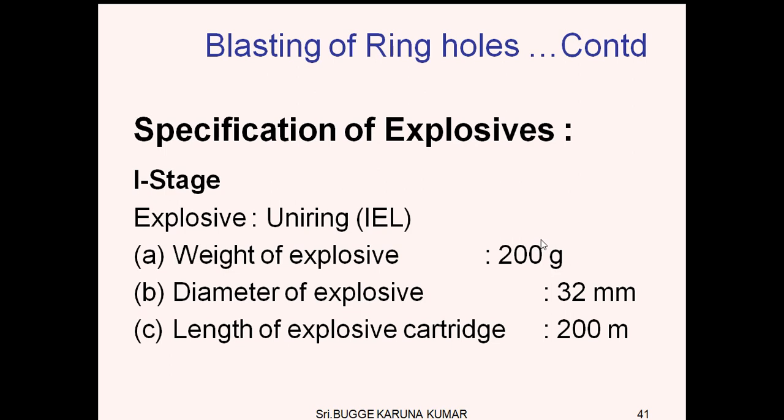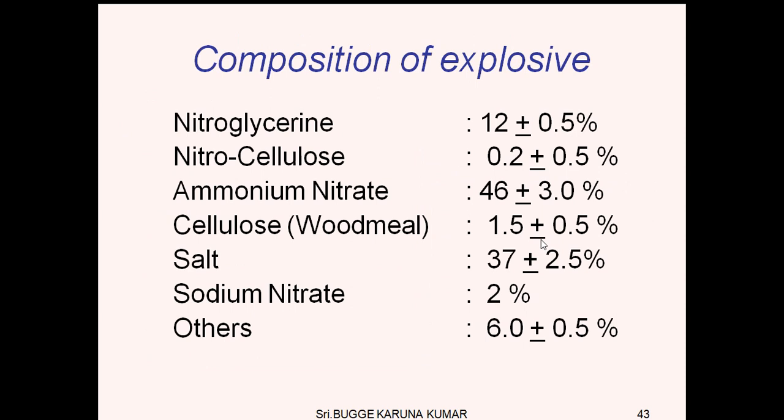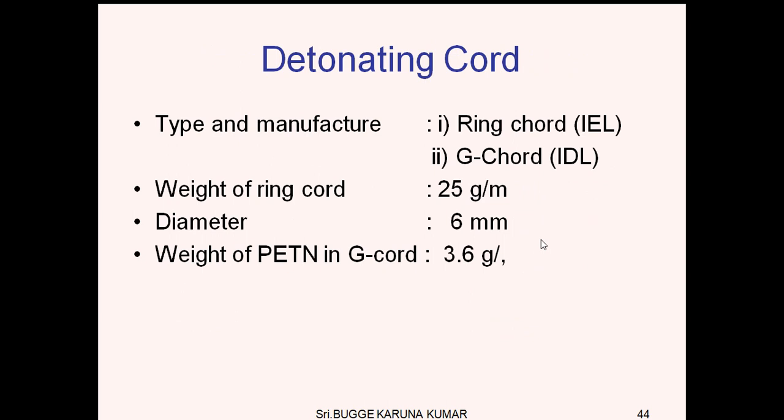So, blasting of ring holes, specifications of explosives: weight of the explosives, diameter of explosives, length of explosives. Stage 2, explosives: explosive type, weight, diameter, length, density, PVOD. Composition of explosives: nitroglycerin, nitrocellulose, ammonium nitrate, salt, sodium nitrate. Detonating cords, type and manufacturer: ring cord, IEL, G cord, IDL. Weight of the ring cord, 25 grams per meter.